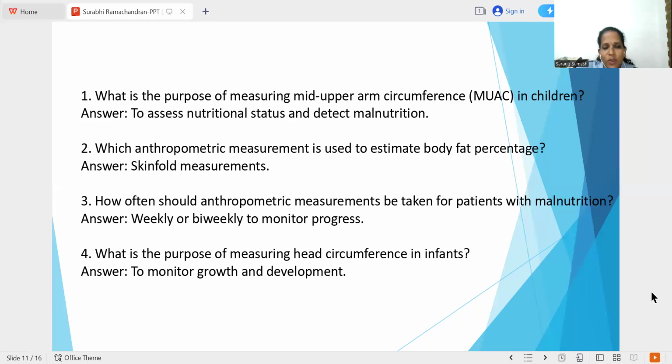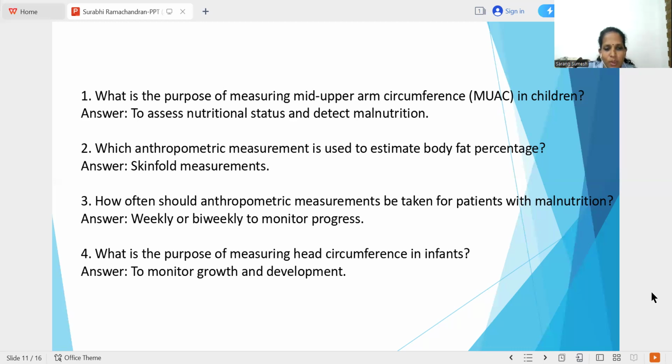Then the fourth one: what is the purpose of measuring head circumference in infants? To monitor growth and development. So we can make out the proper development of the brain. As we already discussed, in case of hydrocephalus the anterior fontanelle bulges and the head circumference is increased. In microcephaly, it will be less than 33 centimeters.